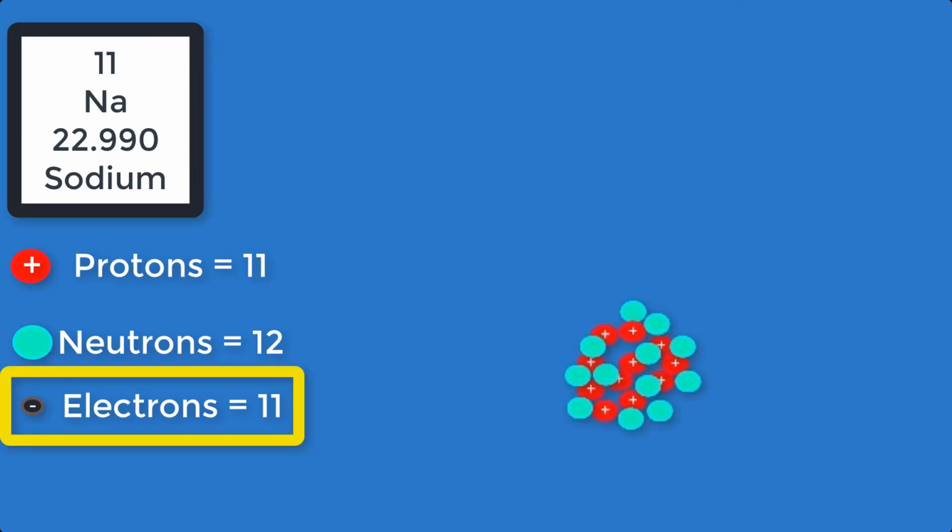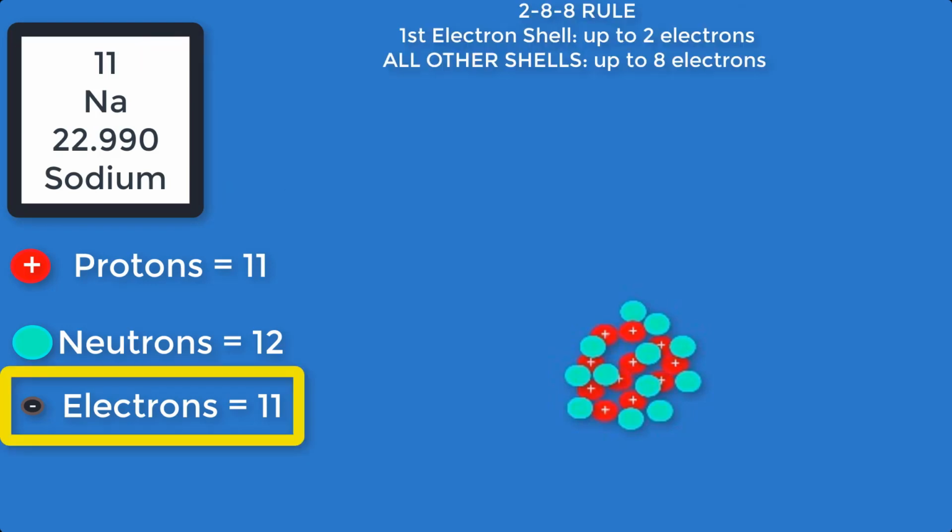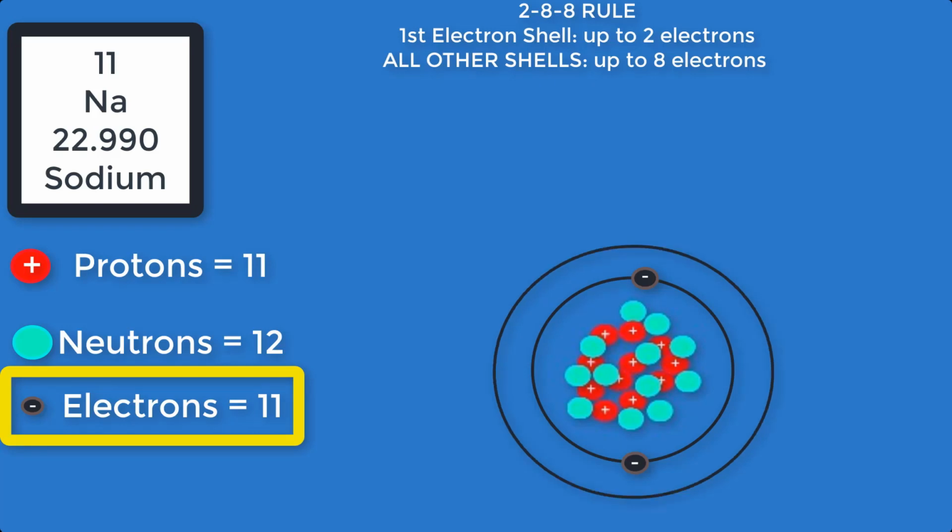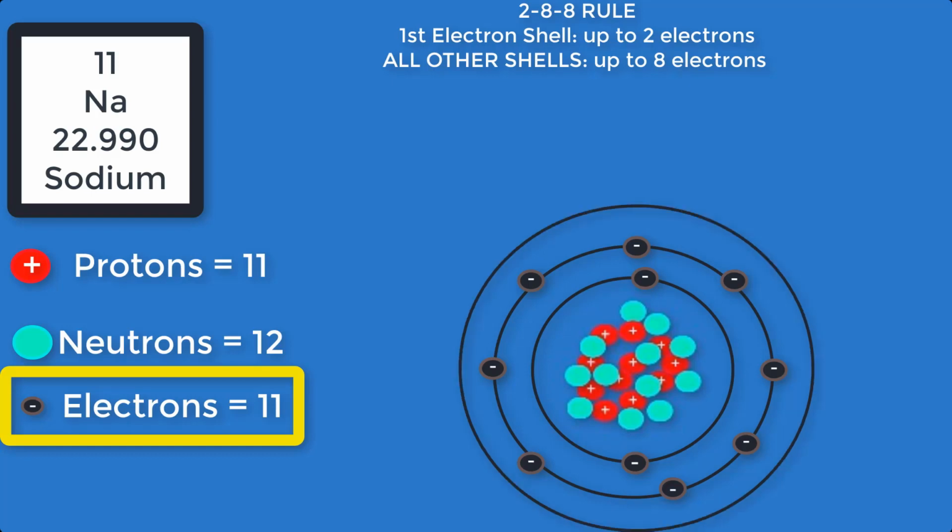We have 11 electrons total, so we put 2 on the first level. Now that level is full, so I start to add electrons to the next level. Now that level is full. Remember, each level after the first has a limit of 8 electrons. And I still have an electron left. So what do I do? I build that third level and I put that last electron there.